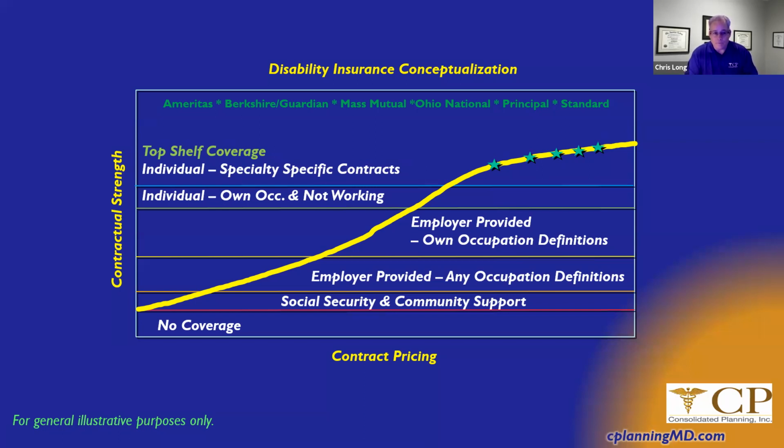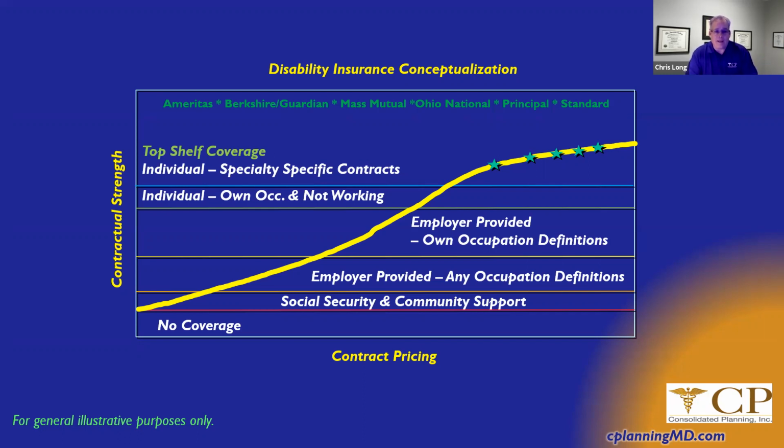Most programs and employers are going to have some form of own occupation definition. Meaning now, if you're that surgeon, you crush your hand and you can't do surgery anymore, then they may consider you as totally disabled from being a surgeon. And then some of those contracts would allow you to work in a completely different occupation and still receive that disability benefit, even if you're earning income in that other occupation.